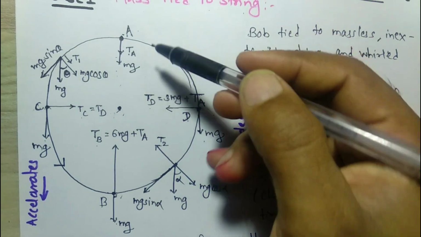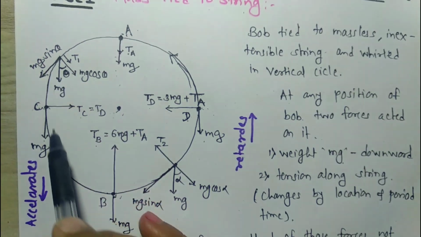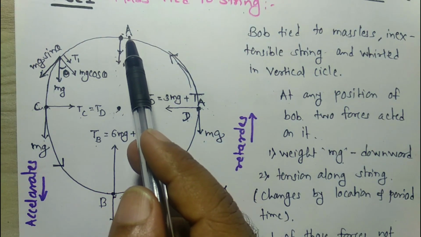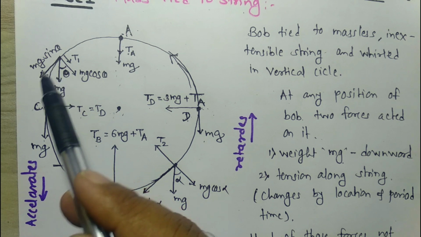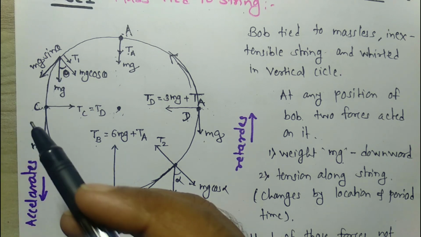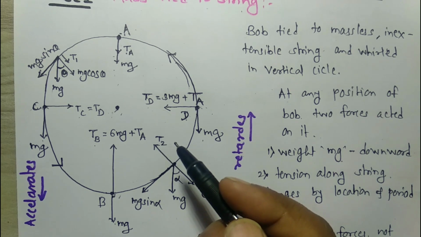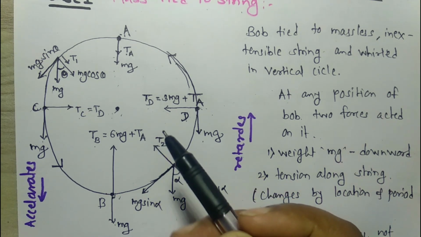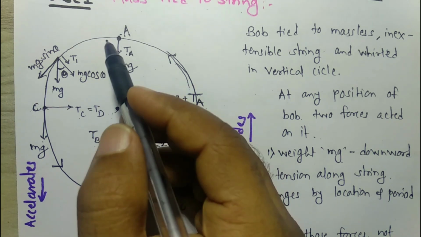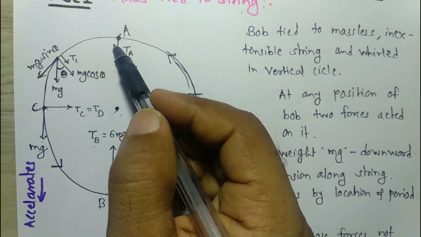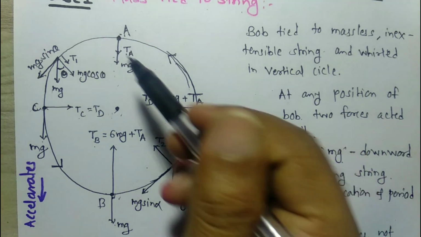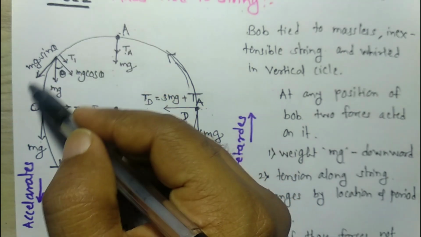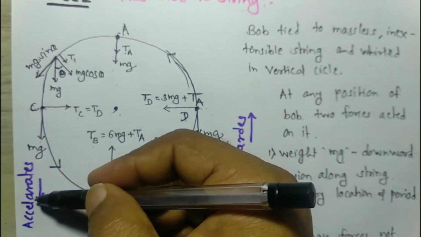It is also called retarded, and therefore here also we consider the particle is moving in a vertical circular motion. At that time, the resultant of those two forces, which is acting tangentially, changes the speed of that particle or this mass, which is tied to the string, and therefore it is moving in downward direction. Here the particle is moving in anti-clockwise direction, and therefore from point A to B it is moving downward. At that time it is accelerated.